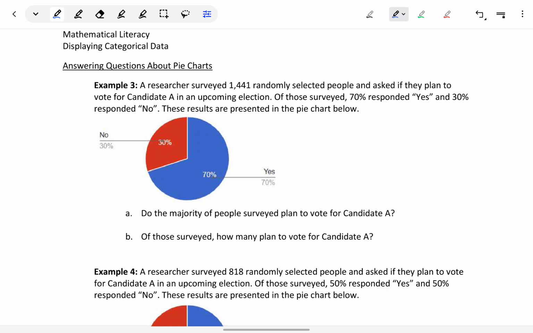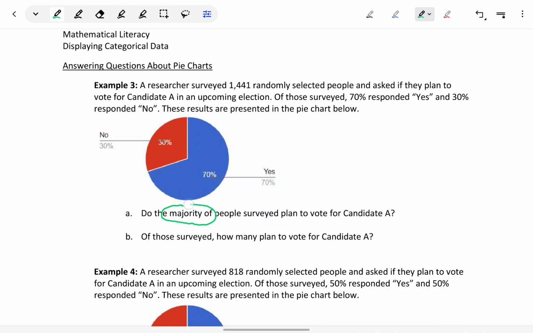plan to vote for candidate A in an upcoming election. Of those surveyed, 70% responded yes, 30% responded no, and we have a pie chart depicting that information. The first question we're asked is, do the majority of people surveyed plan to vote for candidate A?